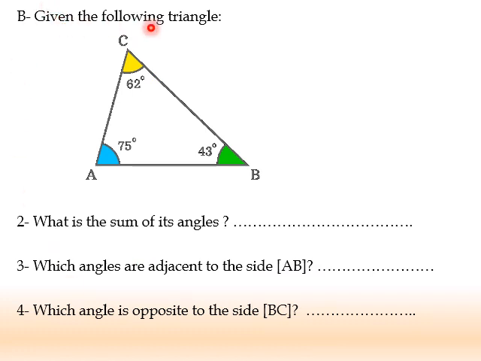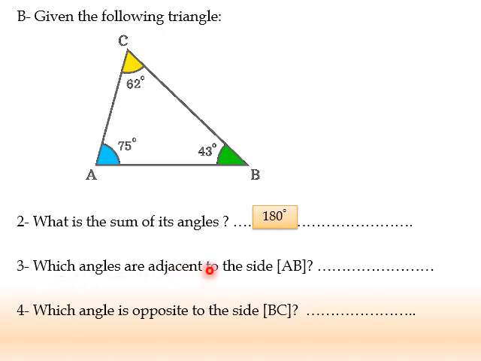Part B. Given the following triangle, it's the same figure, but number 2, what's the sum of its angles? What's the sum of angles in a triangle? Any triangle, not only this one, it's 180 degrees. We can calculate them. 75 plus 43 plus 62, the answer will be 180.